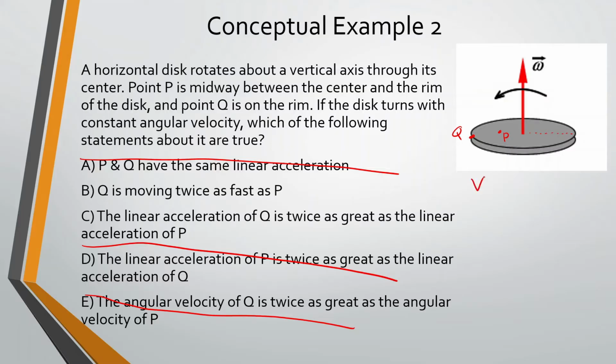So Q is moving twice as fast as P. We should know speed is equal to omega times R, and since it is twice as far, it is going to go twice as fast. But we should also know the same thing: linear acceleration is equal to alpha times R. And again, since it's twice as much, it's going to have twice as much acceleration. So it's going to be B and C. Okay, so when we're looking at this, it's going to be B and C.